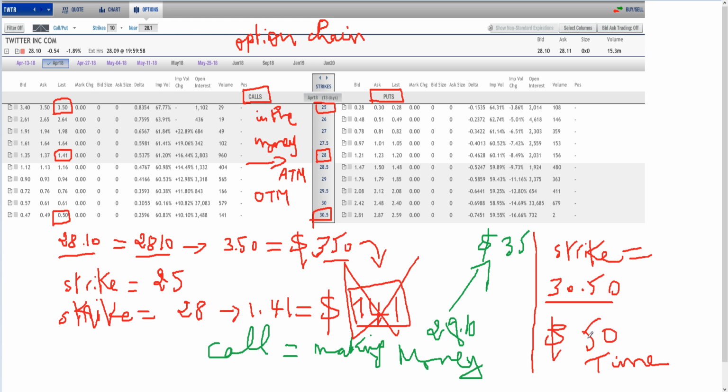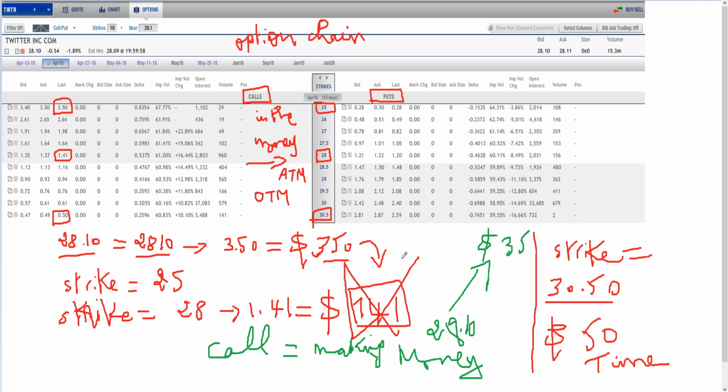Understand that this $50 will become $100, $200, $300. So you will be making a lot of money, okay? It's just because the strike is far away from the price of today. But you understand that the market can do whatever. Now, all this I'm explaining is about the call.